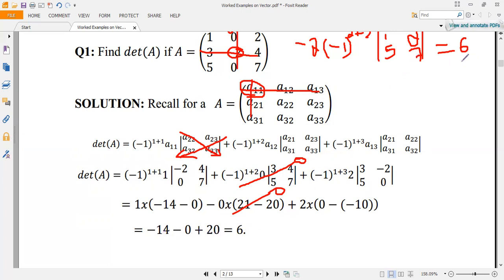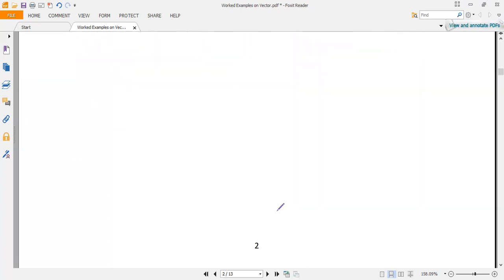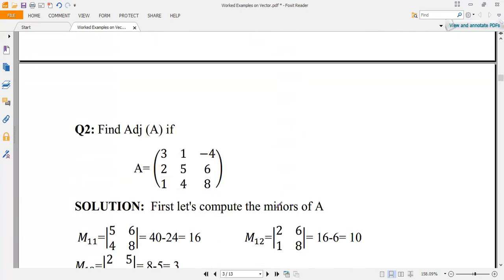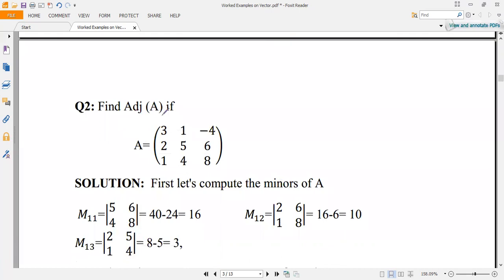Clearly, you can see that the determinants obtained using the second column and using the first row are the same. So we can use any row or any column to determine the determinant of the matrices. The next question is find the adjoint of the matrix A, which is a 3 by 3 matrix: 3, 2, 1, 1, 5, 4, minus 2, 4, 6, 8.